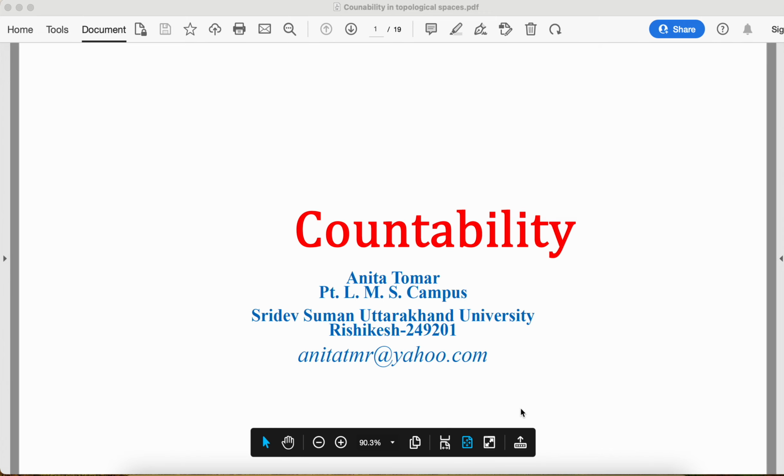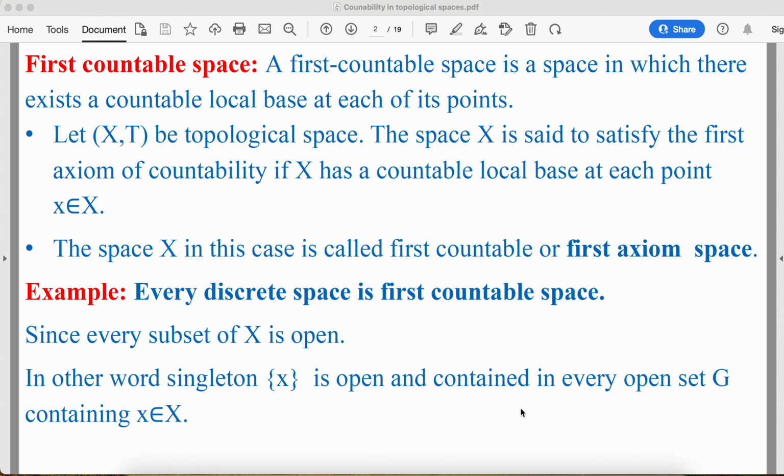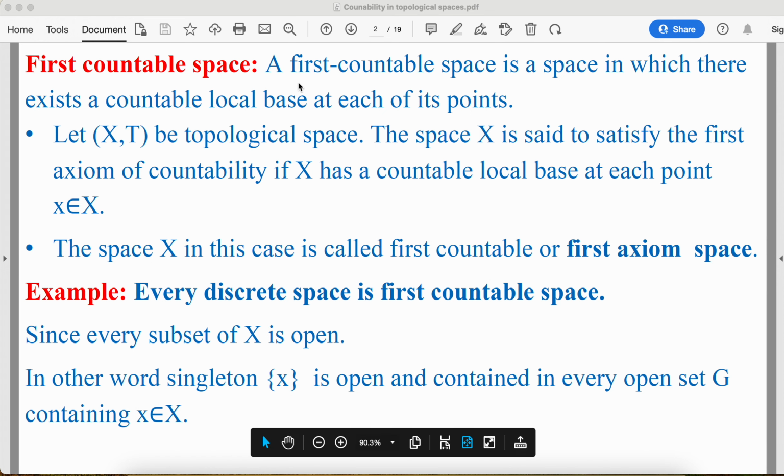Good morning everyone. Today we will study countability. First of all, what is a first countable space? A first countable space is a space in which there exists a countable local base at each of its points.